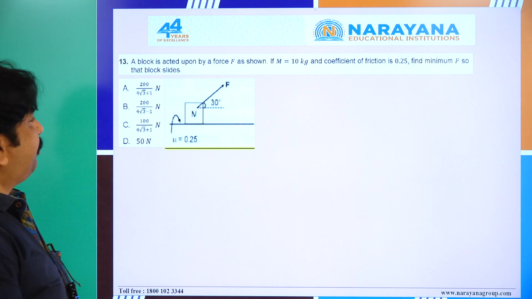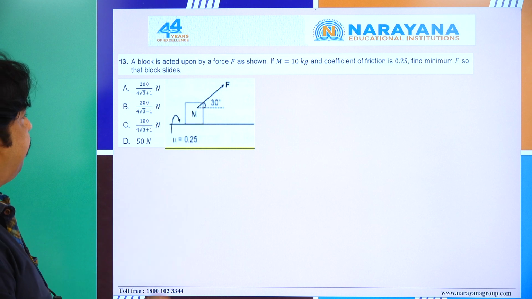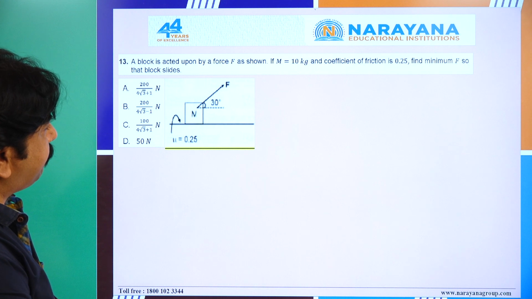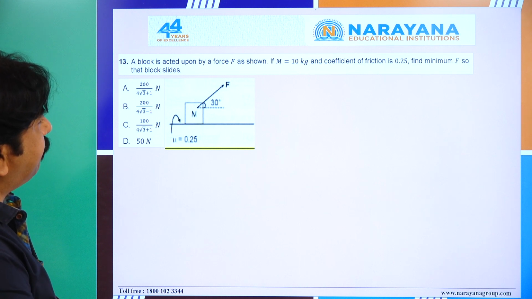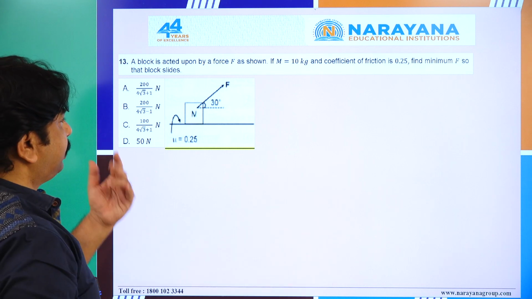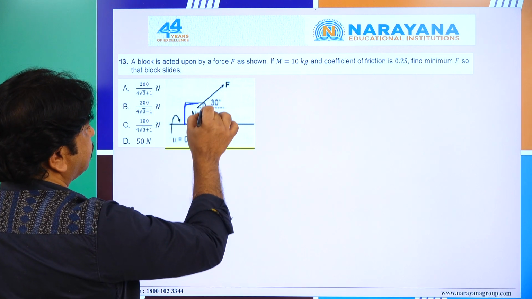Now, this is a purely friction question only. A block is acted upon by a force of F as shown. If M is equal to 10 kg and the coefficient of friction is 0.25, find the minimum value of F, so that the block slides. Okay. First of all, draw the free body diagram of this question.